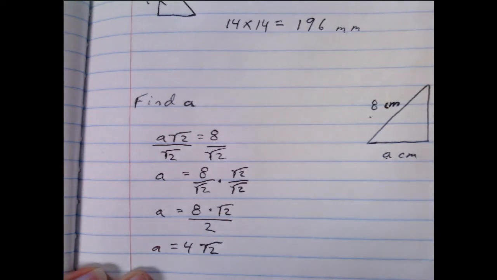Okay, that's the last example I have for today. So we'll be dealing with these special 45, 45, 90 triangles tomorrow in class.